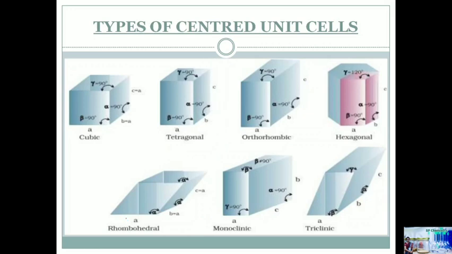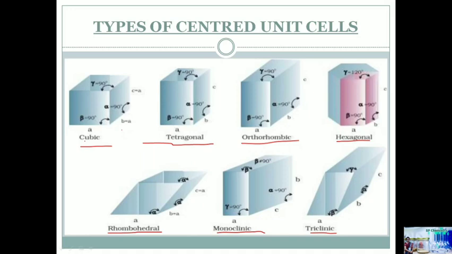Then here are the types of centered unit cells. You can see here, first one, cubic. These are, you can say, 7 crystal systems also: cubic, tetragonal, orthorhombic, hexagonal, then rhombohedral, monoclinic and triclinic. So we will discuss one by one. And in the exam, direct objective questions come from this crystal system.